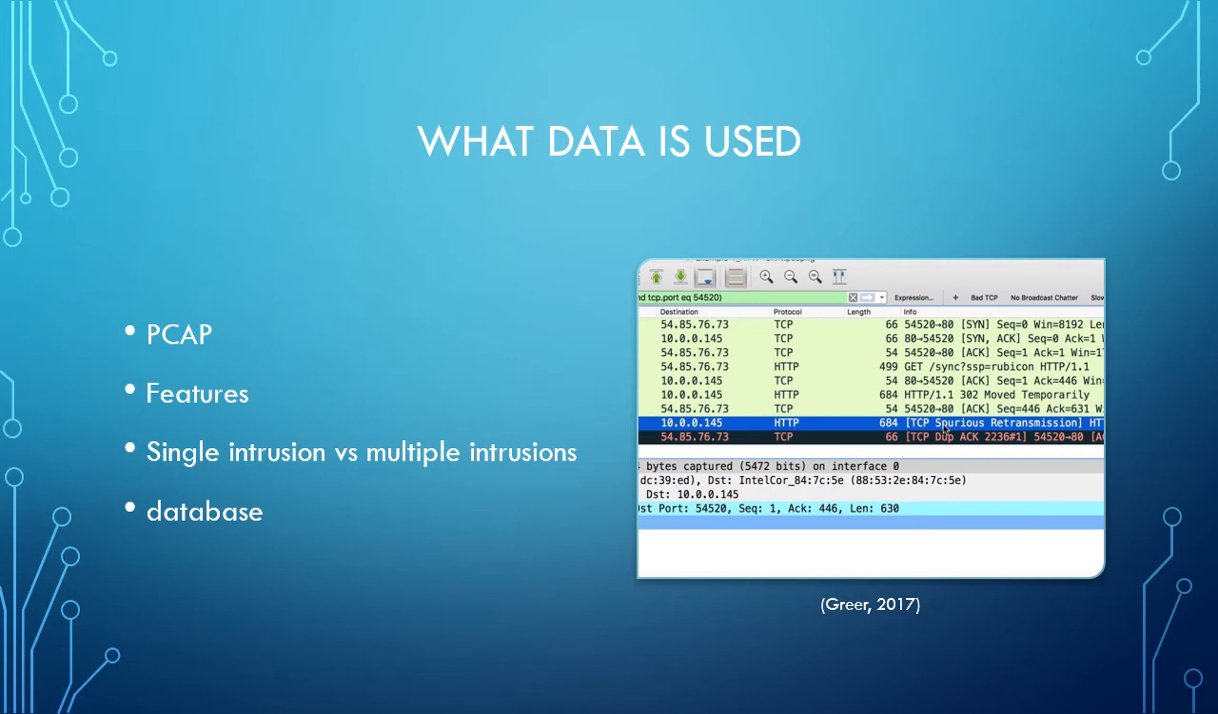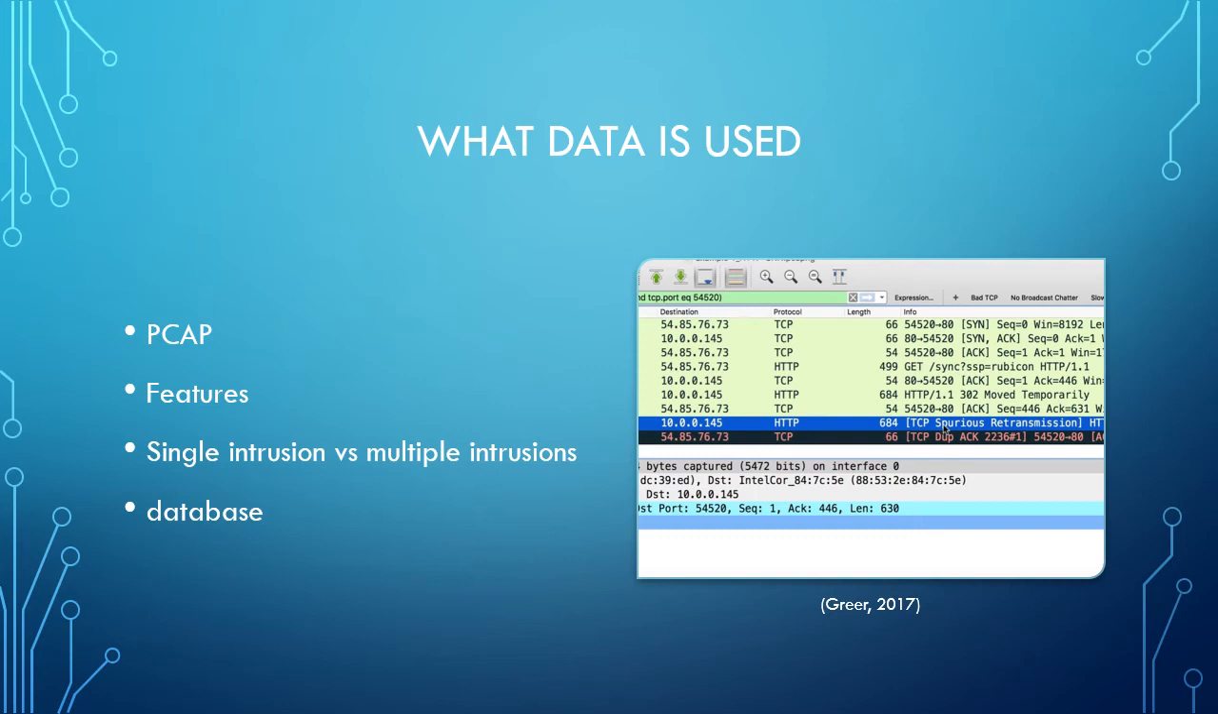So for example, when you have a binary neural network, you'll typically use PCAP information from a normal network and a single type of intrusion. When a multi-class neural network is used, you usually use PCAP information from a normal network as well as multiple networks containing different types of intrusion. All of this information is typically stored in some kind of data set or database that is then input into the input layer of the neural network.